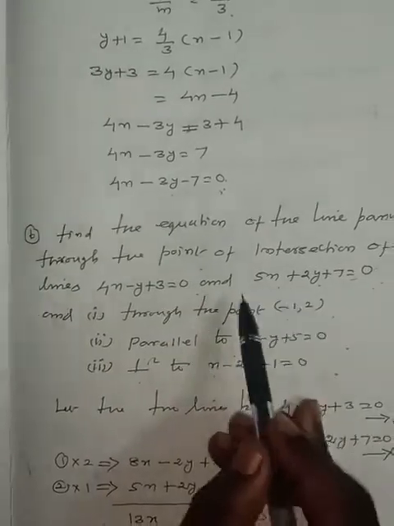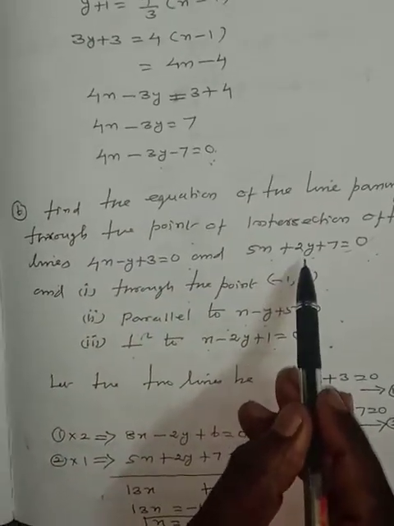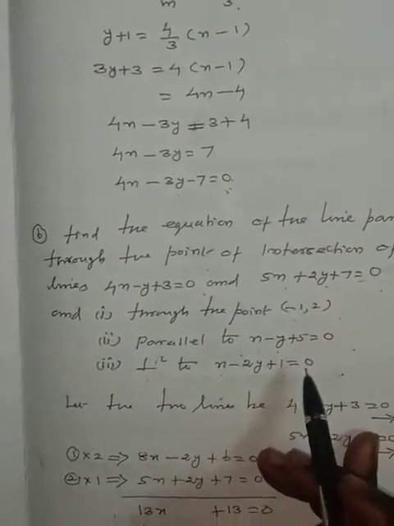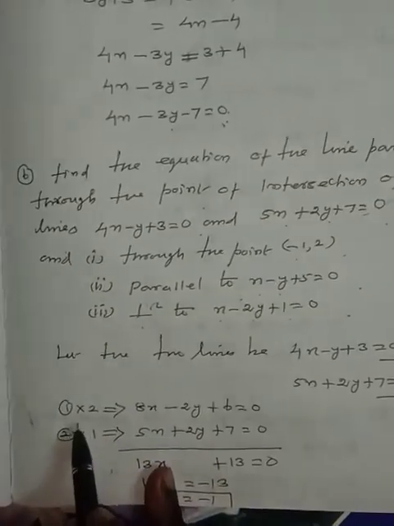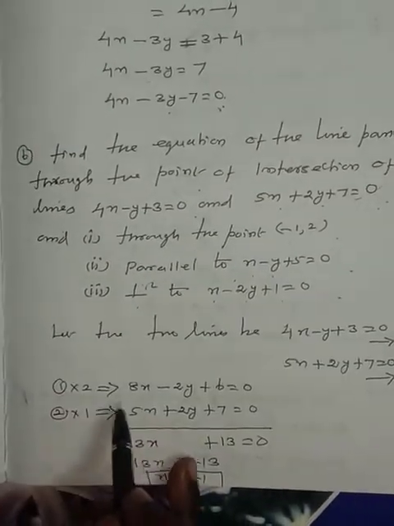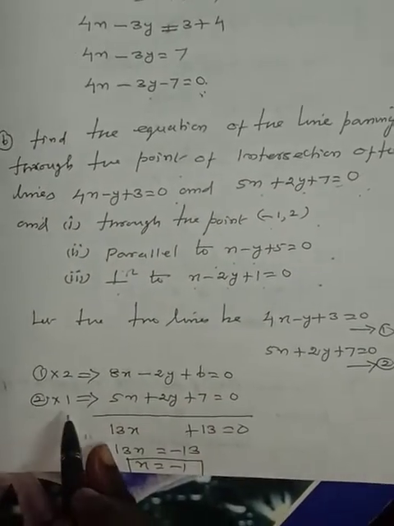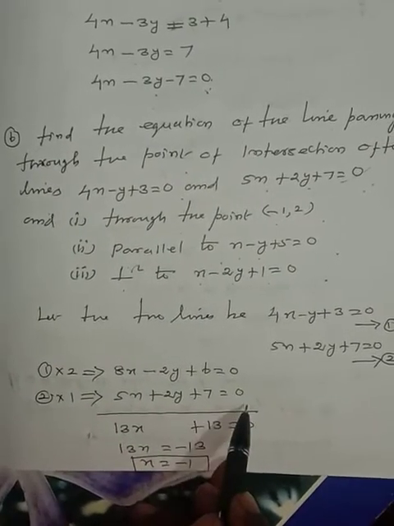The two straight lines 4x minus y plus 3 is equal to 0 and 5x plus 2y plus 7 is equal to 0. First, find the point of intersection of the two straight lines. Equation number 1 multiplied by 2, we get 8x minus 2y plus 6 is equal to 0. Equation number 2 multiplied by 1, we get the same equation, 5x plus 2y plus 7 is equal to 0.